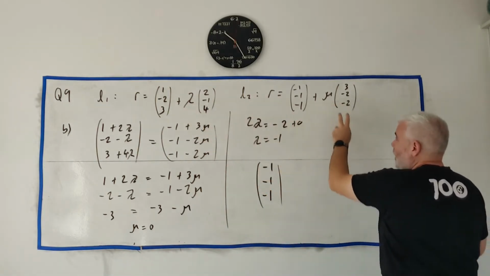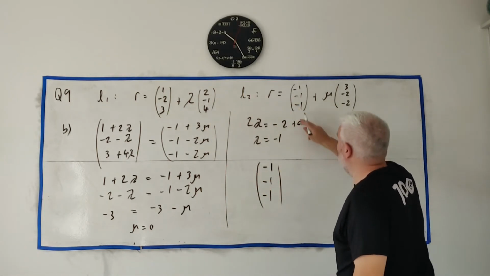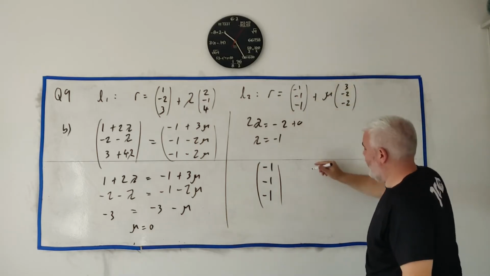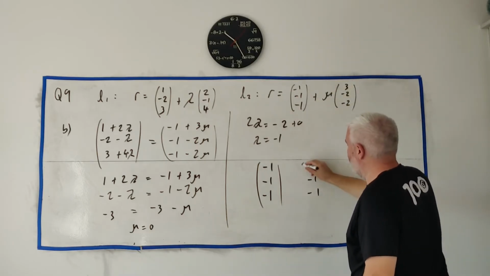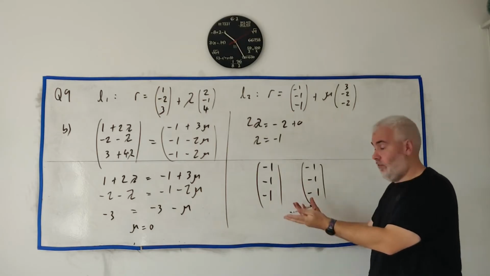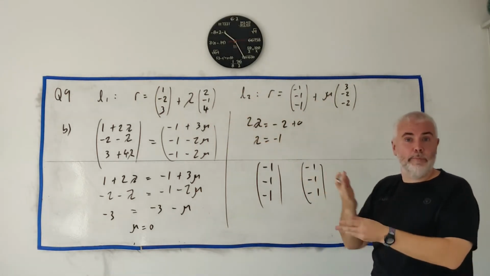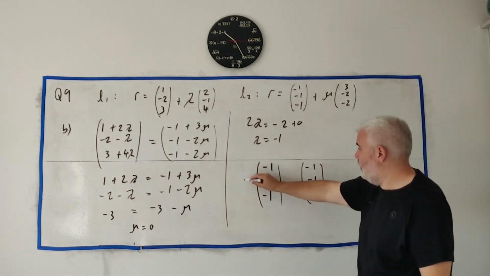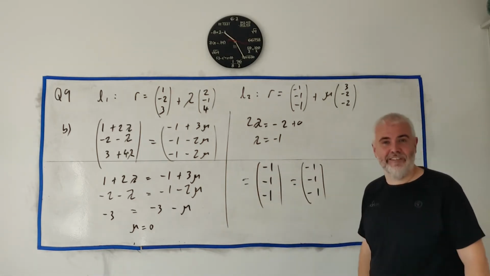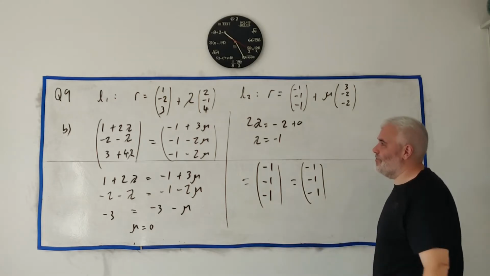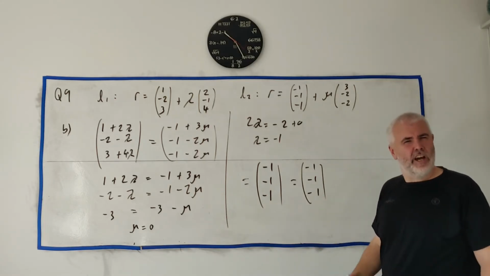If I put mu in here, that's much easier. I go ahead and get 0. So I just get minus 1, minus 1, minus 1. They agree. They do have the same point. They both have the same point in them. They must intersect. That's the intersection point. That's just one answer there, by the way. This is the intersection point of these two lines. Hopefully I was clear there.